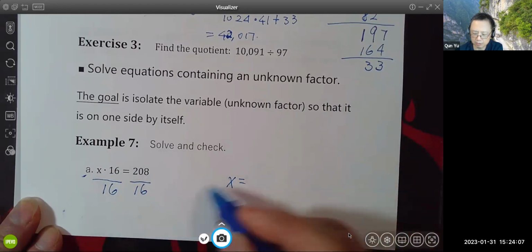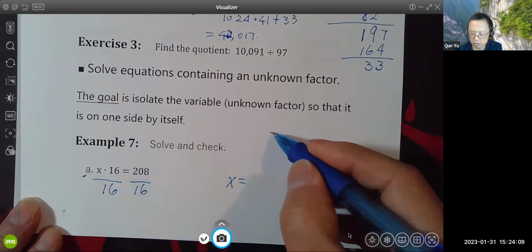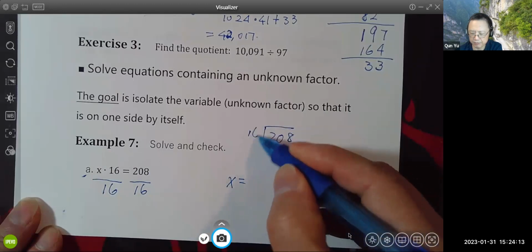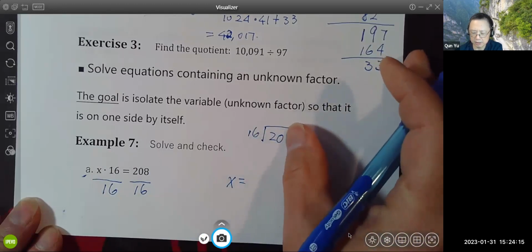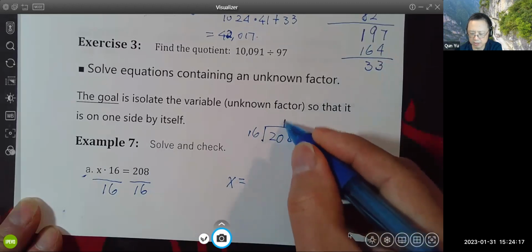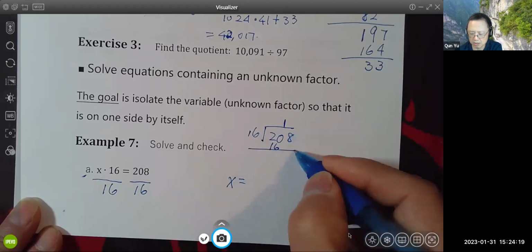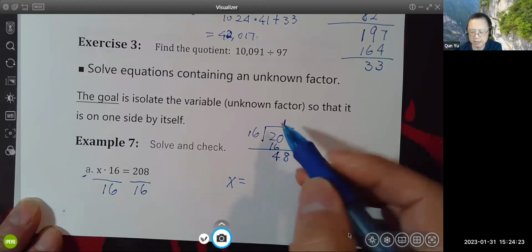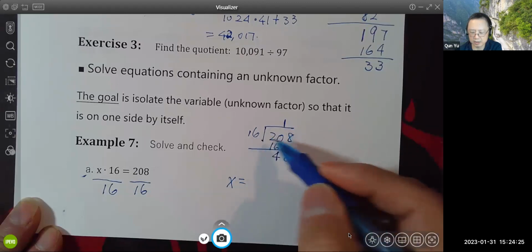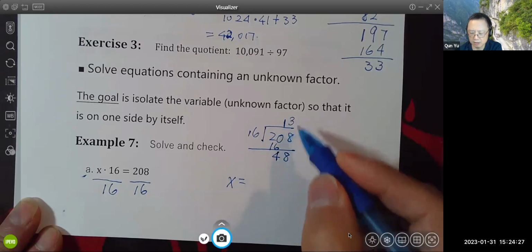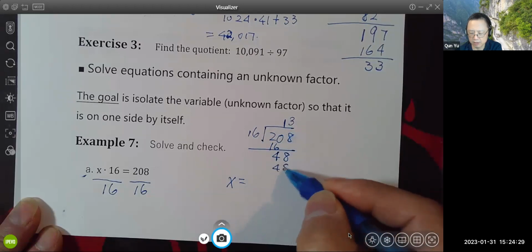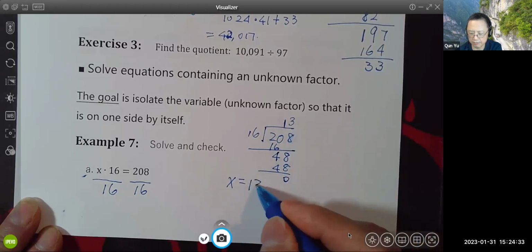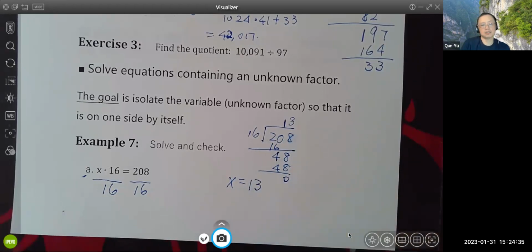Now let's perform this division, long division here, 208 divided by 16. There's 1 16 in 20, so put 1 in here. And the remainder is 4. Put down this 8, 48. There are exactly 3 16ths in 48. So divided evenly. So our answer is the quotient is 13. Now we solve this equation.